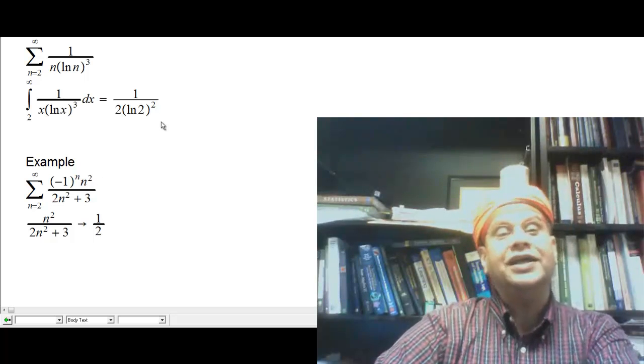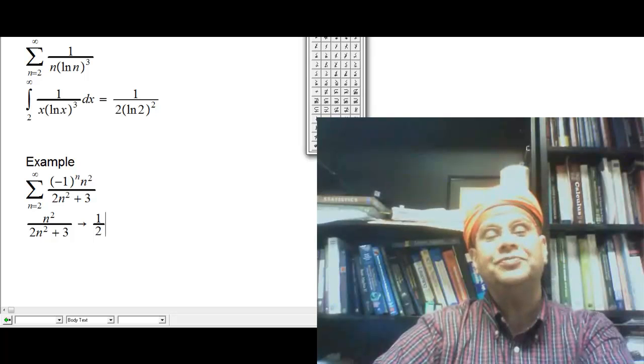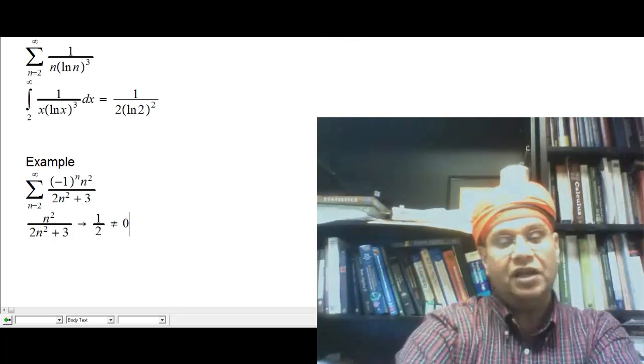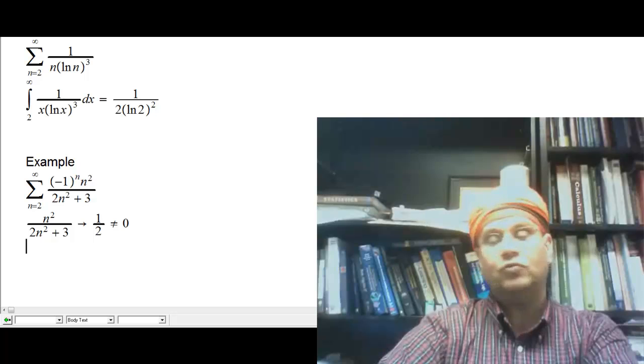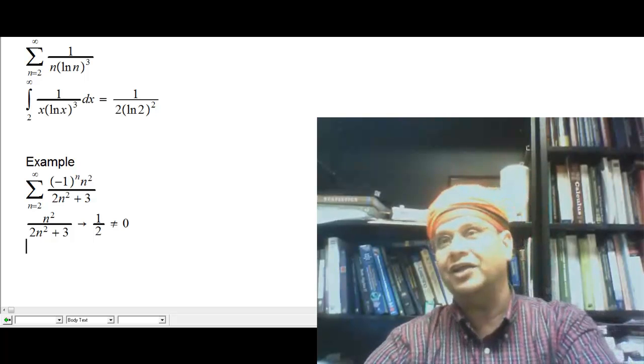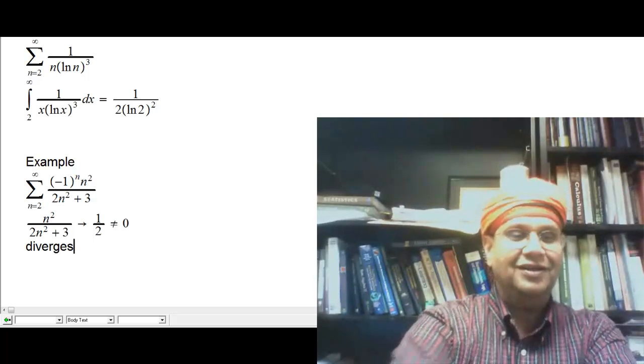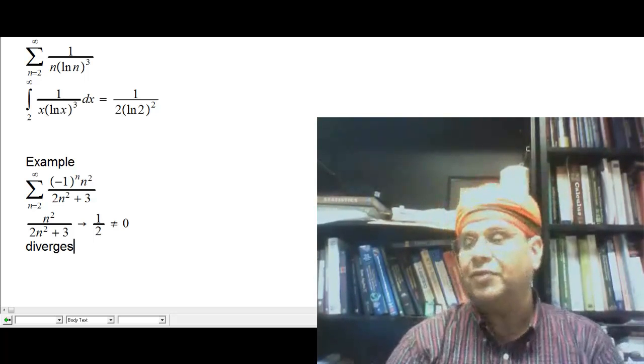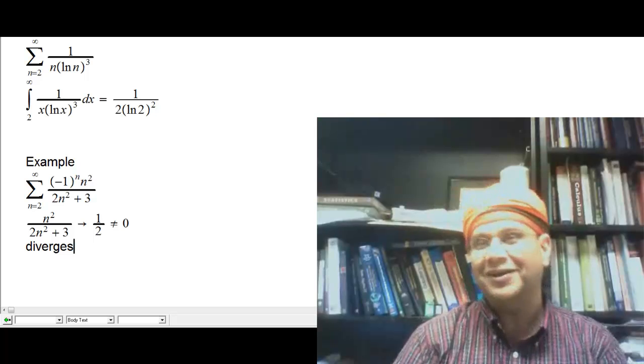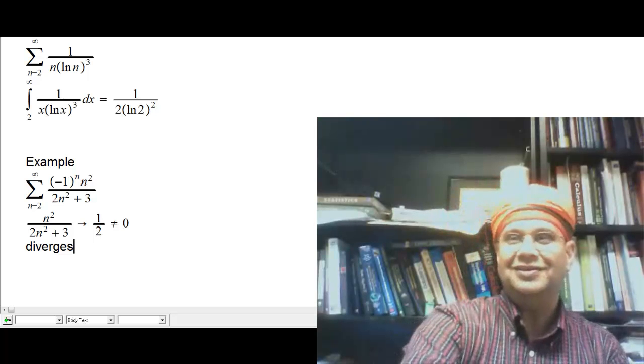But always keep this in mind, okay? If the limit of the nth term is not equal to 0, the series diverges, right? So what we got here is diverges. We wouldn't even worry about absolute convergence anymore, right? Makes sense?